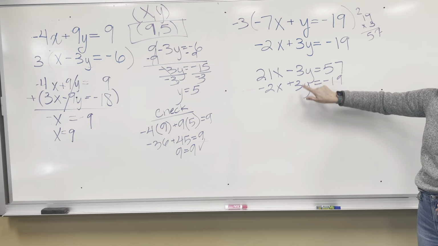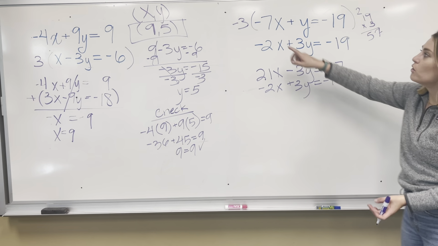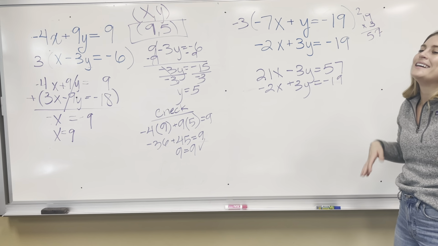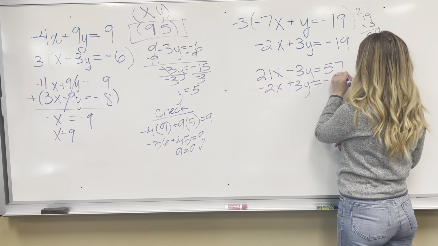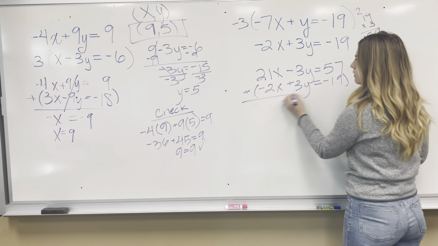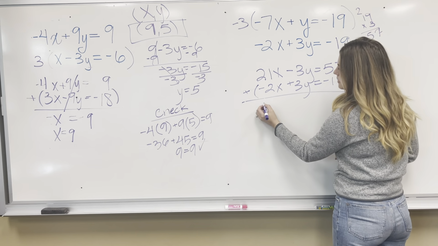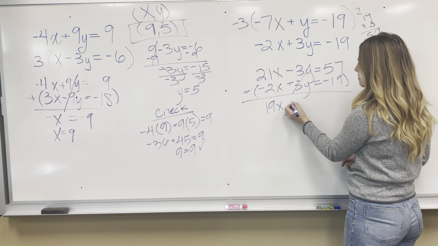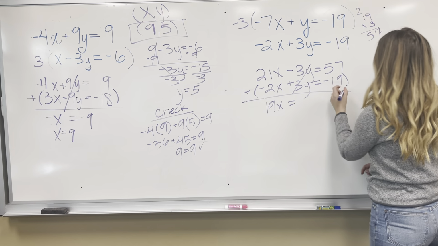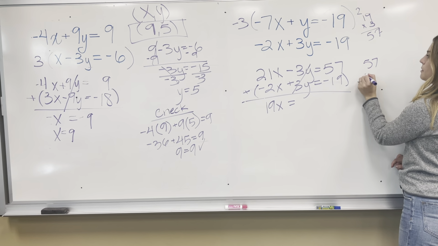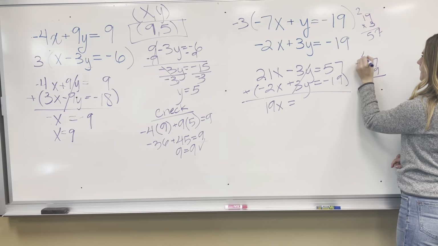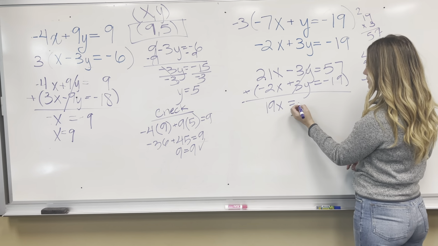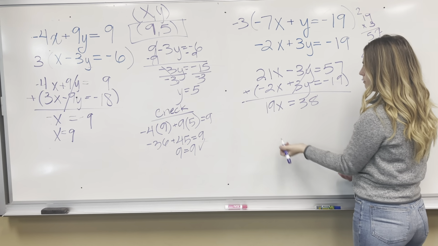So now we have opposites, so we can add them. Versus if I only multiplied by 3, we would have had to subtract the equations, and adding is just so much easier. So let's add them. 21x plus negative 2x is 19x. Negative 3y plus 3y is 0. And 57 plus negative 19 would just be 57 minus 19. 38. So, boom, and perfect.